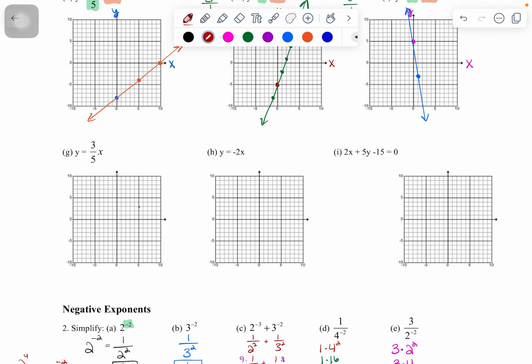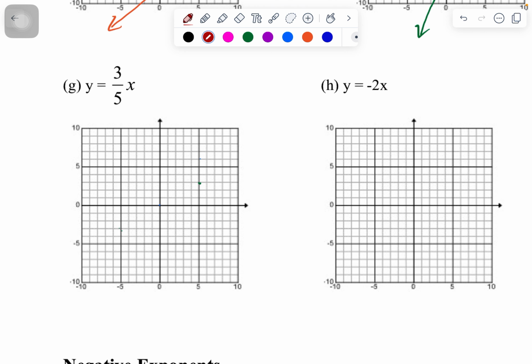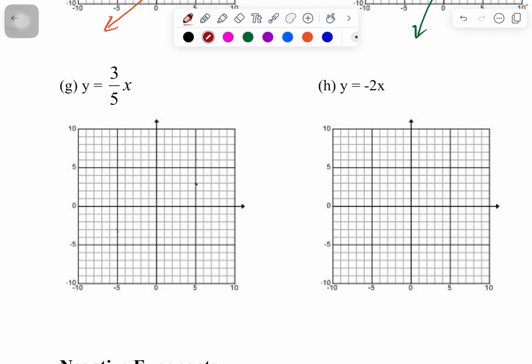All right, this is going to be part 2 of Notes 25, graphing lines. We've got 3 more to get through: G, H, and I. Each one of them is a little bit different, but G and H are kind of similar in terms of what they're missing. So question part G, we have our slope, right?